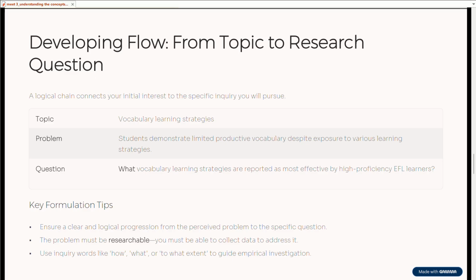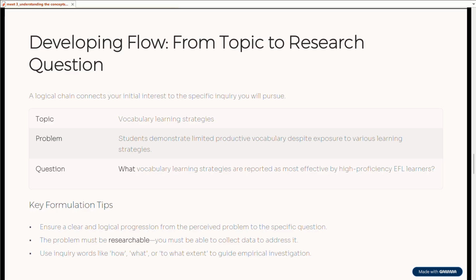And then the third tip is to use inquiry words like how, what, or to what extent to guide empirical investigation. So actually this is the question word, the basic grammar lesson that you have to apply here to pose a research question. Just add the question word.